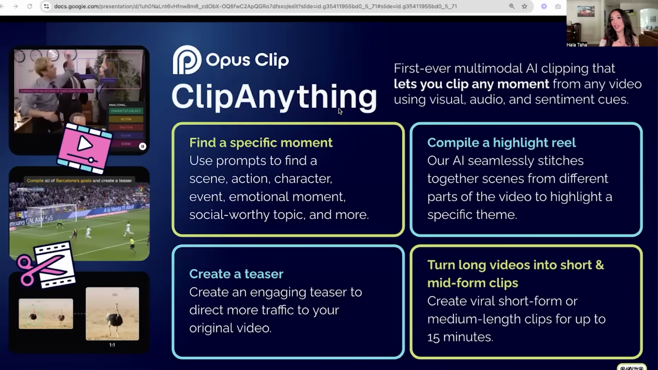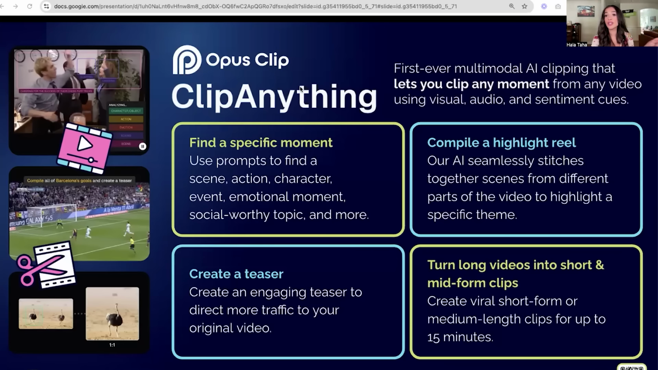So Opus Clip is awesome. They've got this new Clip Anything tool, and essentially it helps you find specific moments in your content. So if you have long form content like a podcast or any videos, you went on vacation, you took really long videos, now you don't have to sift through all that content. You can just give Opus Clip a prompt and say, find the most funny moment, find the most energetic moment, find the happiest moment, the saddest moment, and it will literally just send you clips that you can go through. Then you can create teasers, highlight reels, and its AI will seamlessly stitch everything for you. It can turn it into very short form content for reels or medium sized content, like 10, 15-minute length. It lets you do whatever you need to do for your viral videos.